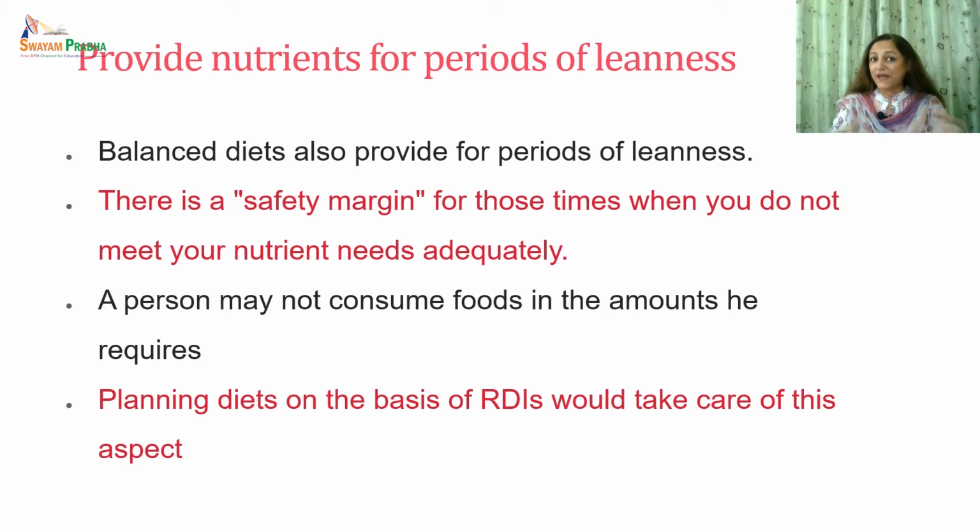But despite all these variations, we do not develop deficiency in our diet. Even though we have not eaten according to RDIs, we do not develop deficiency diseases when our diet falters on one or two days. This is because the RDIs already include a certain margin of safety. So planning diets on the basis of RDI will take care of this aspect also. That is why RDIs should be considered when we are planning a balanced diet. We shall be studying more about the RDIs. So variation in the intake from day to day should not cause problems.